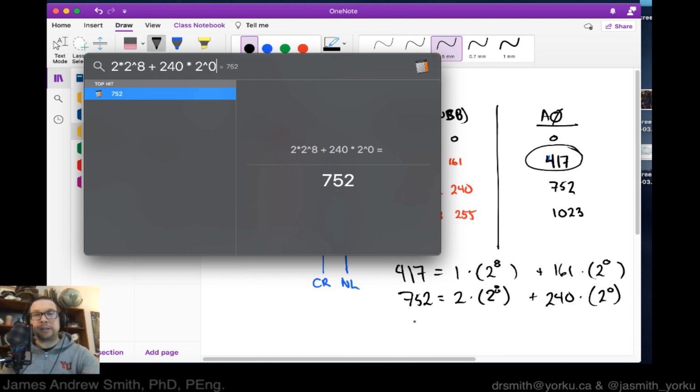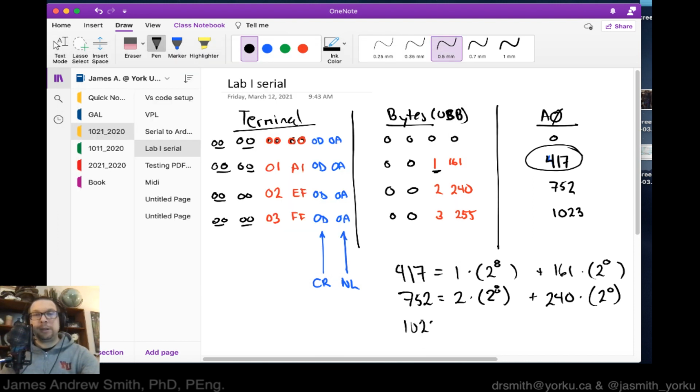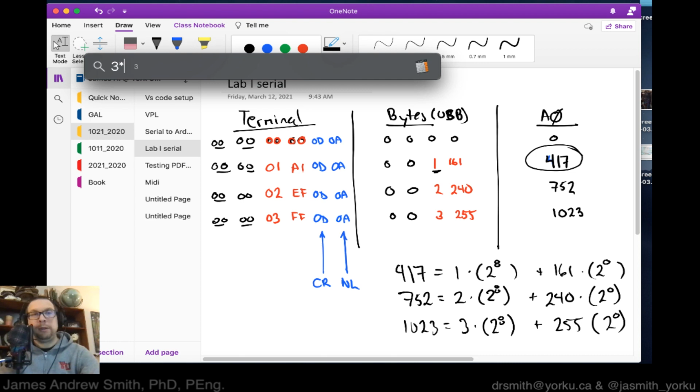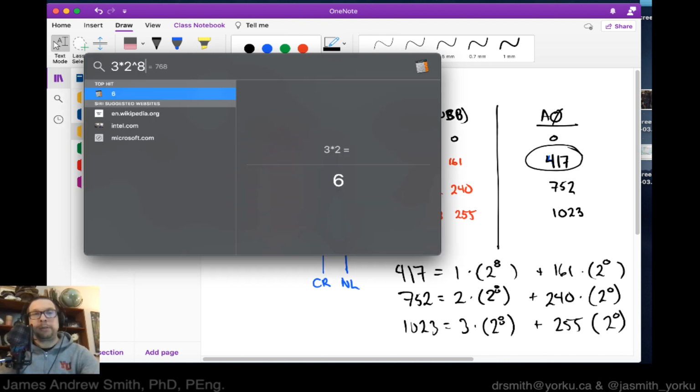And then finally, let's take a look at 1023. 1023 is equal to 3 multiplied by 2 to the power of 8 plus 255 multiplied by 2 to the power of 0. Let's check out the math one more time. So we go 3 multiplied by 2 to the power of 8 plus 255 times 2 to the power of 0, like that. That's 1023.